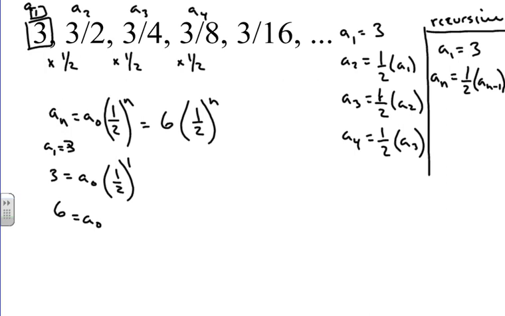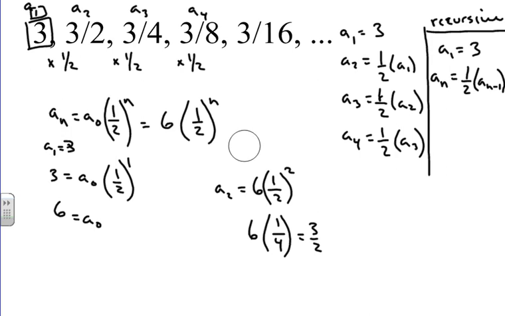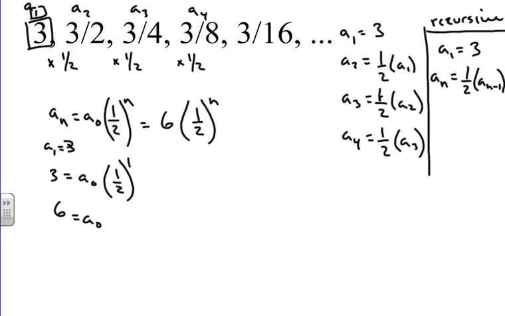Just to test it out, let's put in 2. We have 4. So a sub 2 is, we'll just test this, 6 times 1/2 to the 2nd power. That'd be 1/4 then, times 6, which turns out to be 3/2. And what do you know? By golly, it worked out. So always test out your models when you figure them out. So that's what we have.